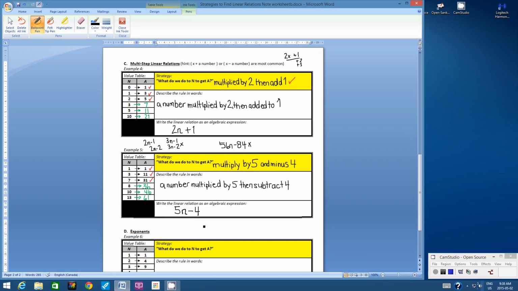Okay? So obviously, multi-step problems are a little more challenging than the single-step problems. But again, if you use a pattern, if you use a logical approach, then you should be able to find the pattern. Okay, so this concludes part 3 of this supernote, this video on strategies to find linear relations.